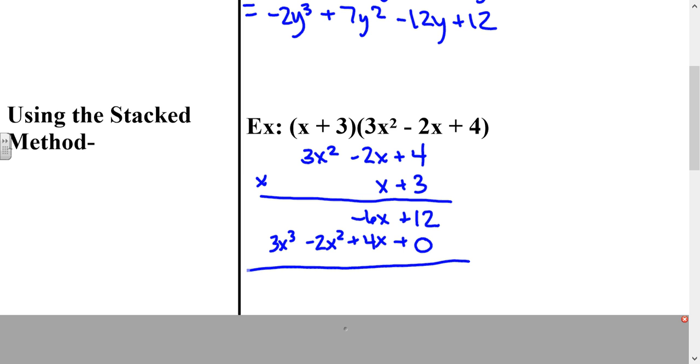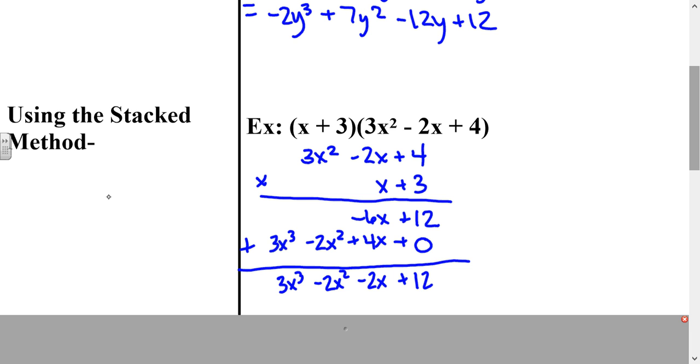And then when you multiplied with regular numbers, you added everything together. So I get 12, and then negative 6x plus 4x would be negative 2x. And then I have negative 2x squared. And then I have 3x cubed. So this would be my answer in standard form. So you can do the stacked method if you like and have everything nice and lined up, or you can do the distributive method also. So you pick which one you like better.